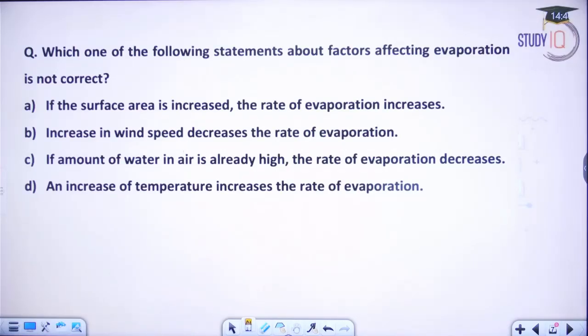Which of the following statements about the factors affecting evaporation is not correct? The surface area is increased, the rate of evaporation increases. Increase in the wind speed decreases the rate of evaporation. If the amount of water in the air is already high, the rate of evaporation decreases. Increase of temperature increases the rate of evaporation.